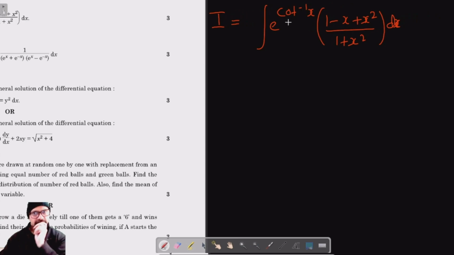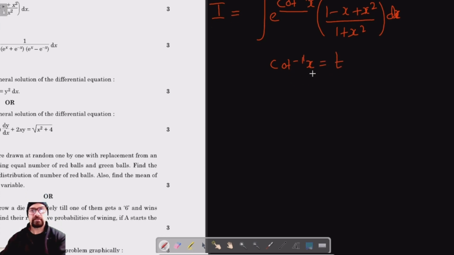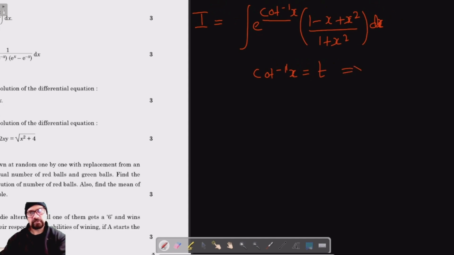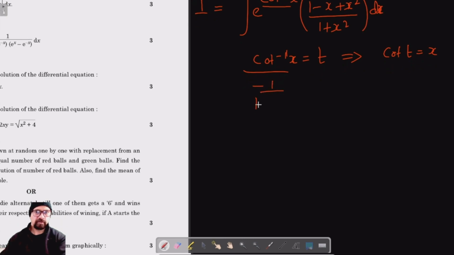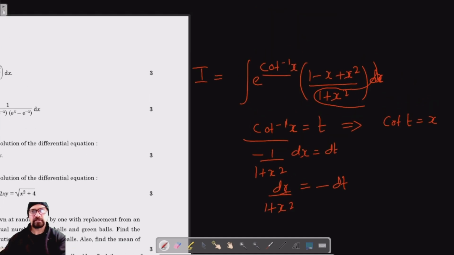Okay, first of all, let's try to eliminate this cot inverse x by making a substitution. If cot inverse x is equal to t, this gives us cot t is equal to x. Now differentiation of cot inverse x is minus 1 upon 1 plus x square, so dx upon 1 plus x square is equal to negative dt. So that means this term is now negative dt.